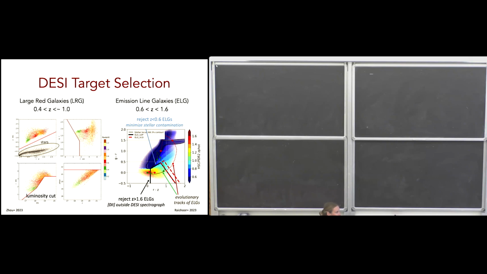Now, the first cut that is easy to explain is that we'll have a cut in r minus z color here. And that is implemented so that we easily reject ELGs at redshift above 1.6, because at that point, the key emission line is outside the spectral range covered by the DESI spectrograph. So that probably makes a lot of sense. And then, a bit hard to see here, but there is also a black contour in here. That is the stellar locus, which is also shown over here, now in this g minus r versus r minus z color space. So in order to now separate stars from particularly low redshift galaxies, we also need to implement a cut over here.